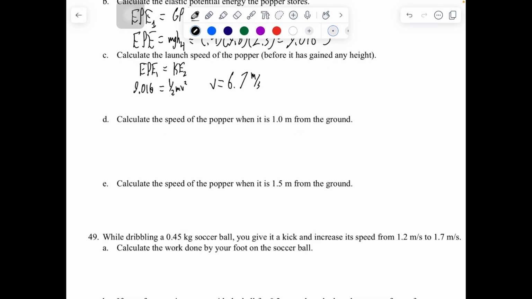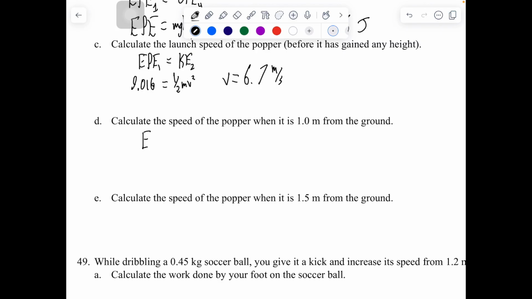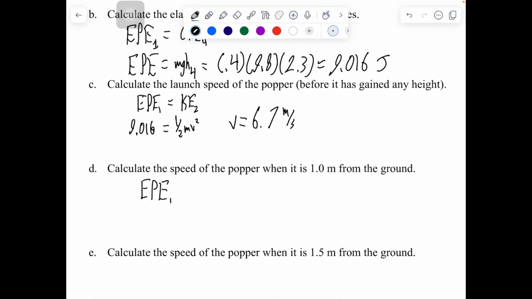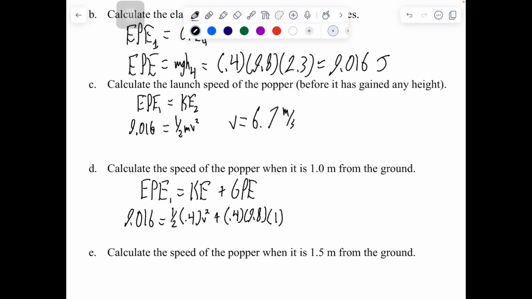Okay, again, elastic potential energy. Total mechanical energy is always constant here since there's no work. Our total mechanical energy is our 9.016. It turns into kinetic energy plus GPE. The elastic potential is 9.016. Kinetic energy is 1/2 the mass, which is 0.4, v squared, that's what we're solving for. GPE is the mass, 0.4, times 9.8, times the height off the ground.